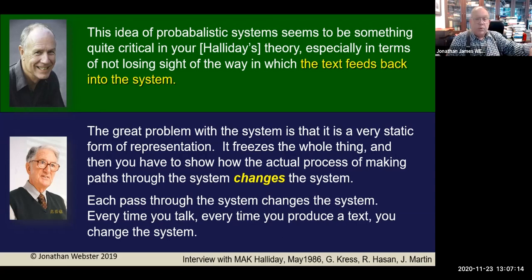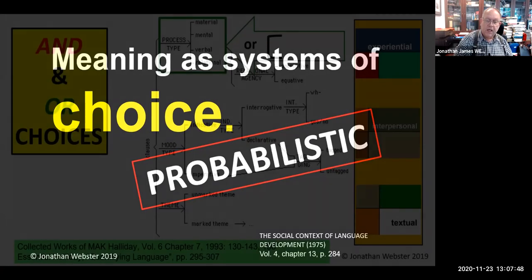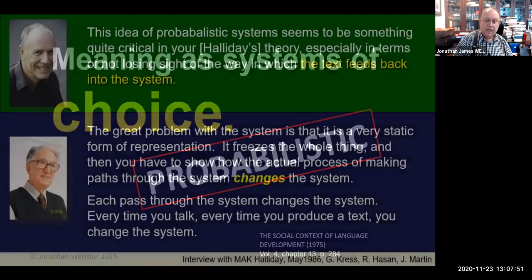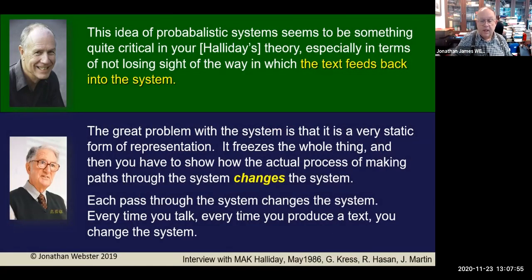And that's quite an important notion, the text. What's the text? Any use of language feeds back into the system. The way you're using language now is going to be making modifications of the total system of choices that you have. That system network. Now, that's Halliday's response. He says, the great problem with the system is that it is a very static form of representation. What we just saw, this layout here, this system network, he's saying it's very static. Yes, it is. It's saying you have this choice and these choices, this range of choices. It freezes the whole thing. And then you have to show, he says, how the actual process of making paths through the system changes the system.